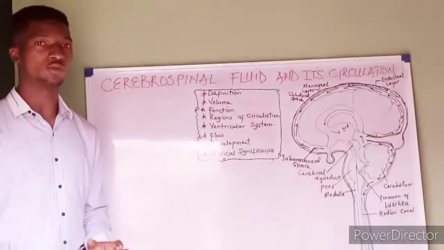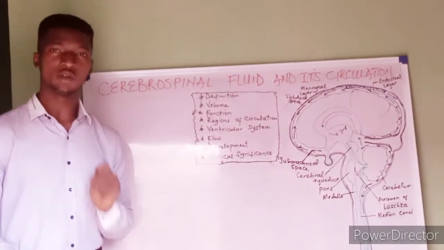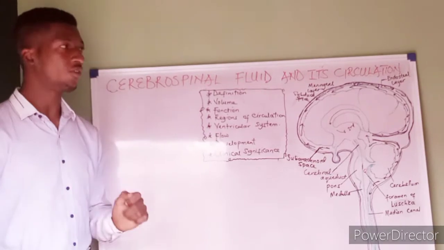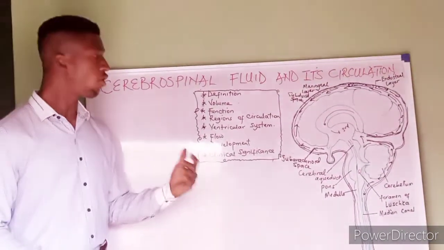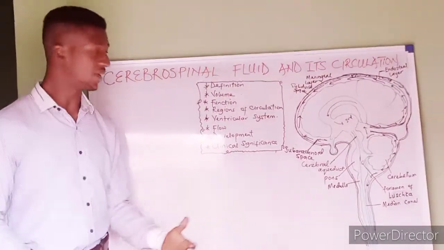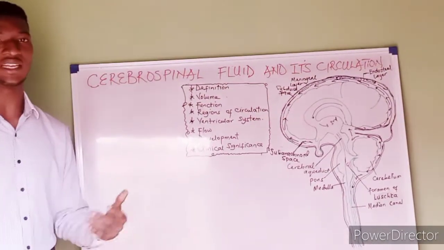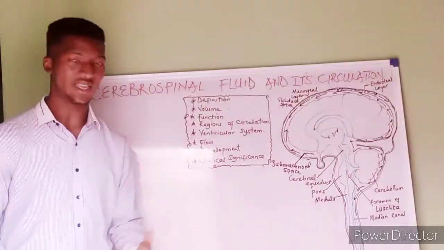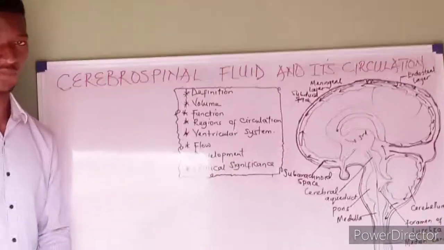In this video, we'll be talking about cerebrospinal fluid and its circulation. The content of this video will cover the definition, the volume, the function, regions of circulation, the ventricular system, the flow, development, as well as the clinical significance. Let's get started. What is cerebrospinal fluid?